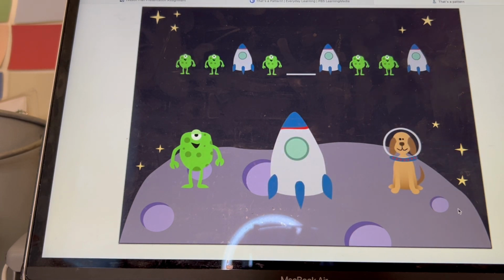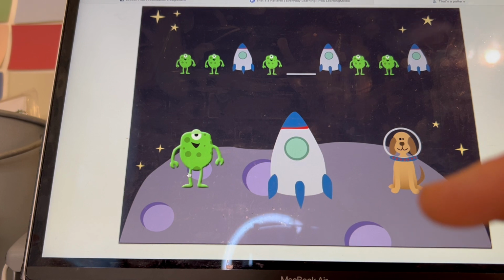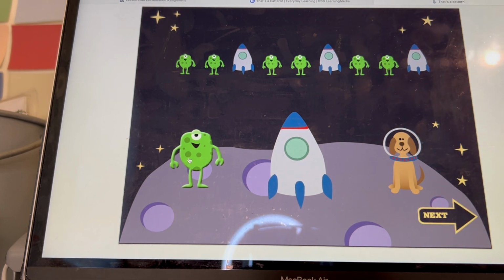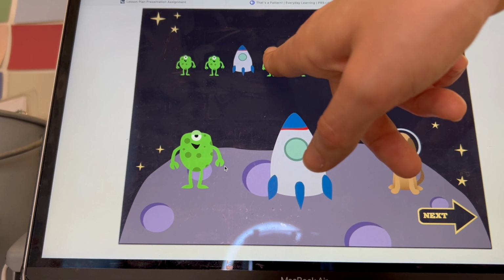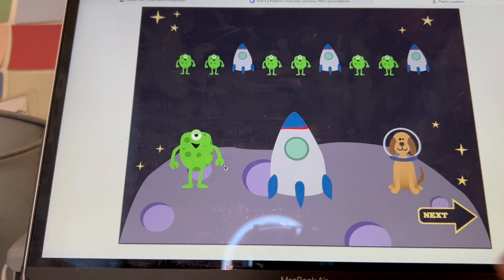All right, this one we have alien, alien, rocket ship. Alien, blank, rocket ship. Alien, alien, rocket ship. What should go on that blank? Yes, Jameson? Yeah, the alien, right? Great job! A, B, A, B, A, B, right? There's that pattern. The core is right here where it goes alien, alien, rocket ship. And that's what's going to repeat over and over.